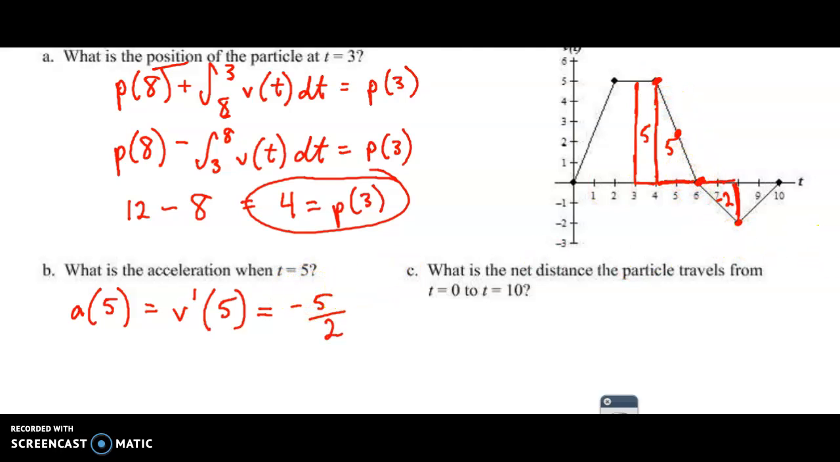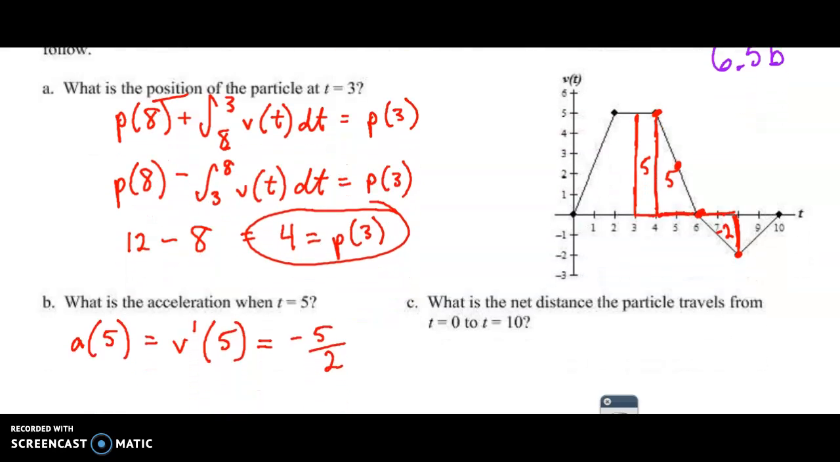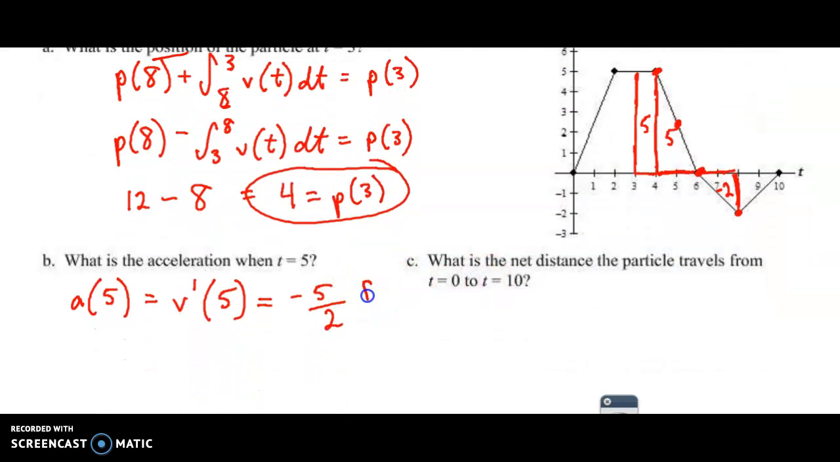Now, as far as units go, I don't know if it even gives you any, yeah, here we go. It gives you units for velocity as feet per second. So if they ask for units, acceleration, you would have feet per second squared, feet per second per second if you're used to that language. This is the same thing.